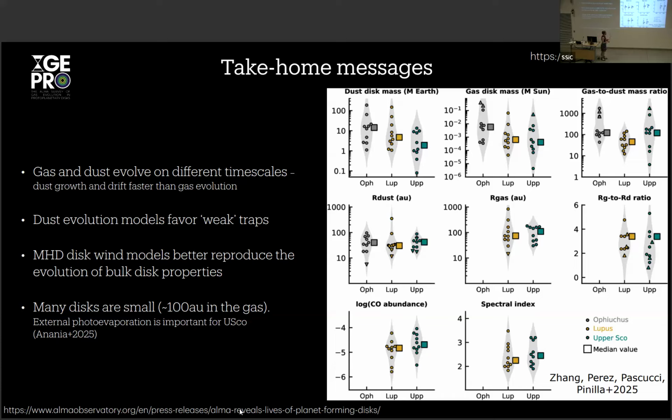I also want to mention the last bullet point, because this is also something we didn't know before. Many disks appear to be small, even in the gas. And external photoevaporation seems to be important in the case of Upper Scorpius. So when doing this comparison as a function of age, we should also be asking ourselves: is Upper Scorpius really the right region to compare with low-mass star-forming regions? So that's all I wanted to say.